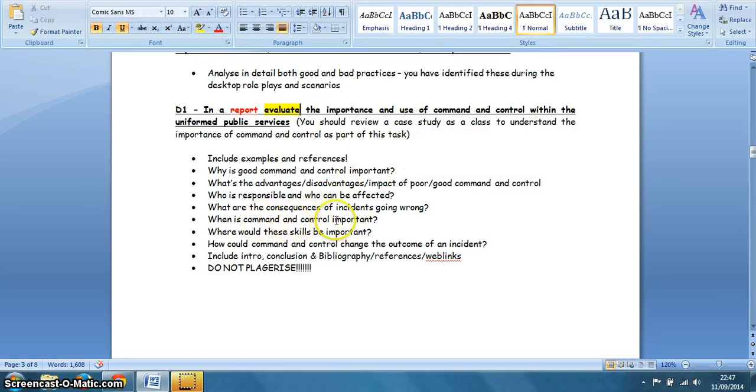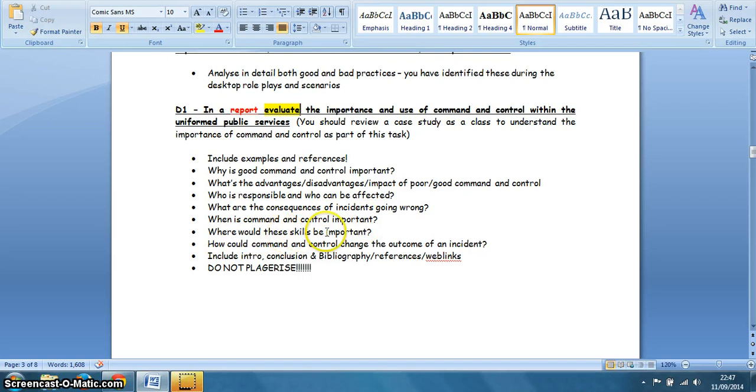So when is command and control important? This is where you should pick certain times when command and control is really important. Is it just for the whole incident, or is it a particular time, when you first get to the start of the incident and you're assessing the situation? Is it at the end? Be opinionated in here. What do you think is the most important time for command and control? Okay, so there's a little bit of room to explore with this one.